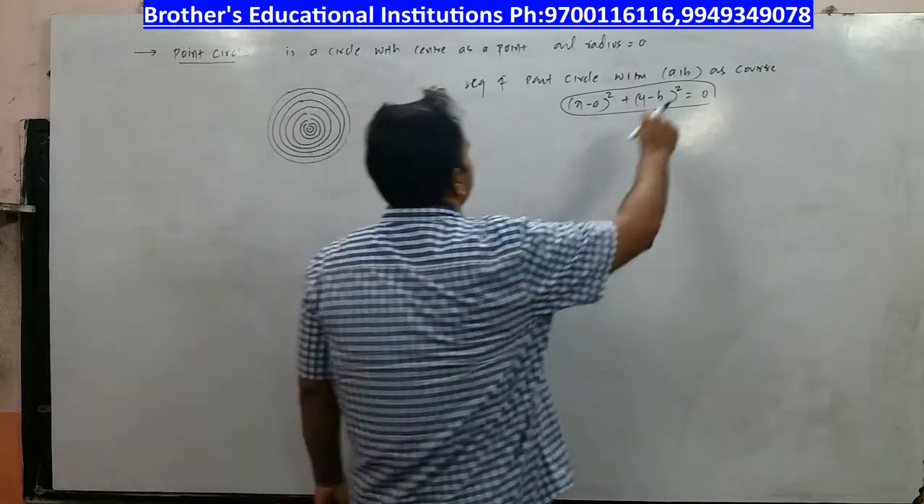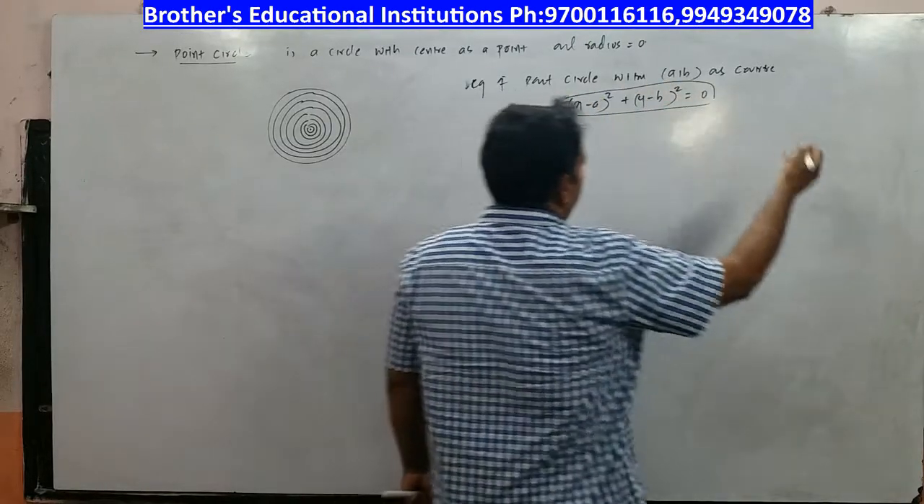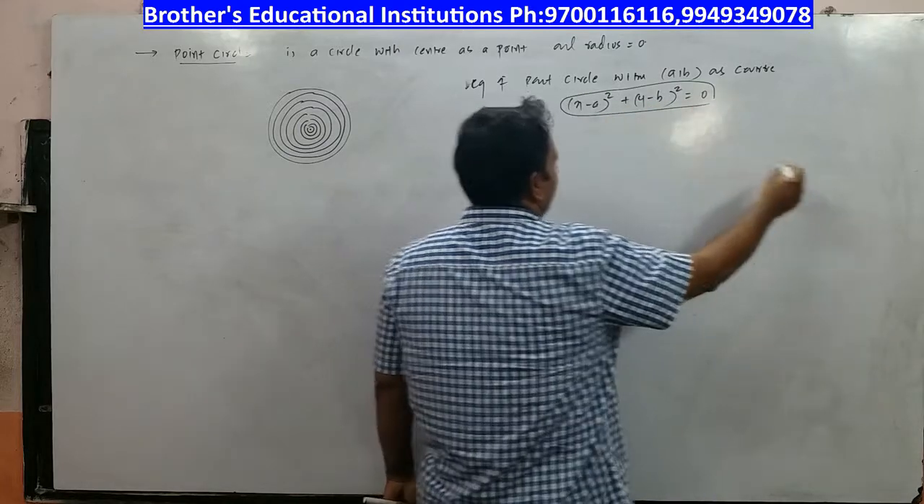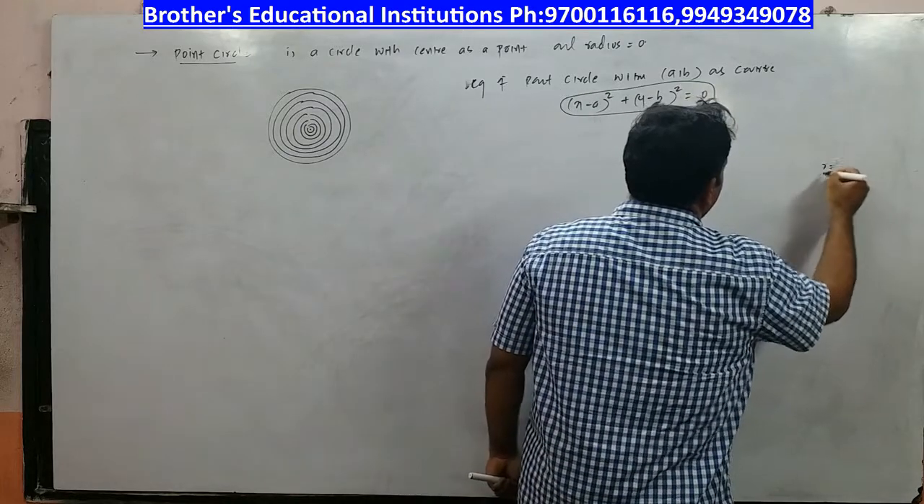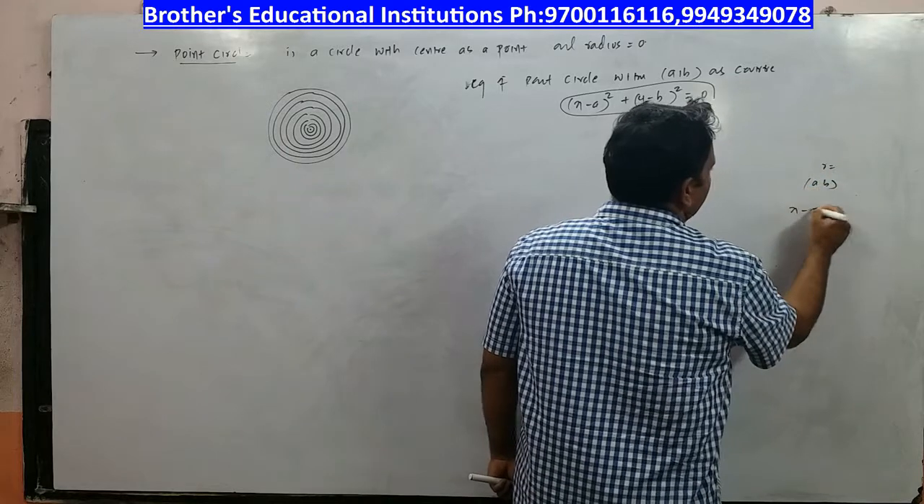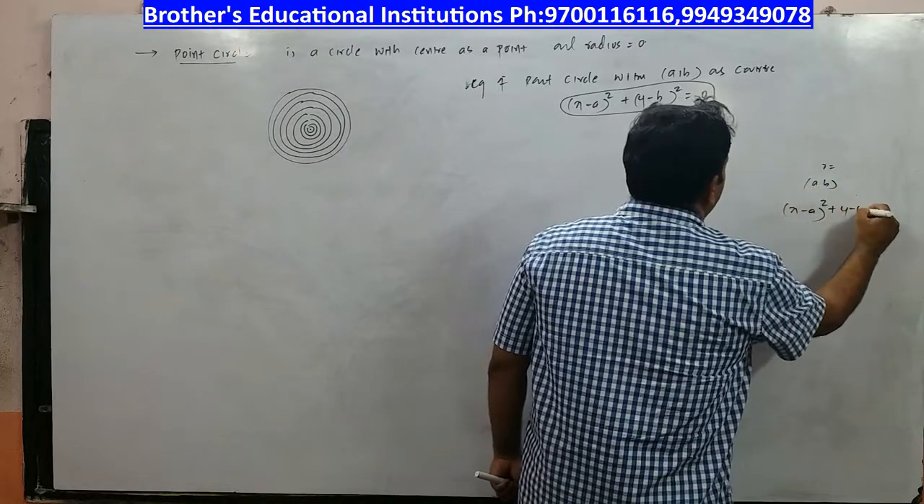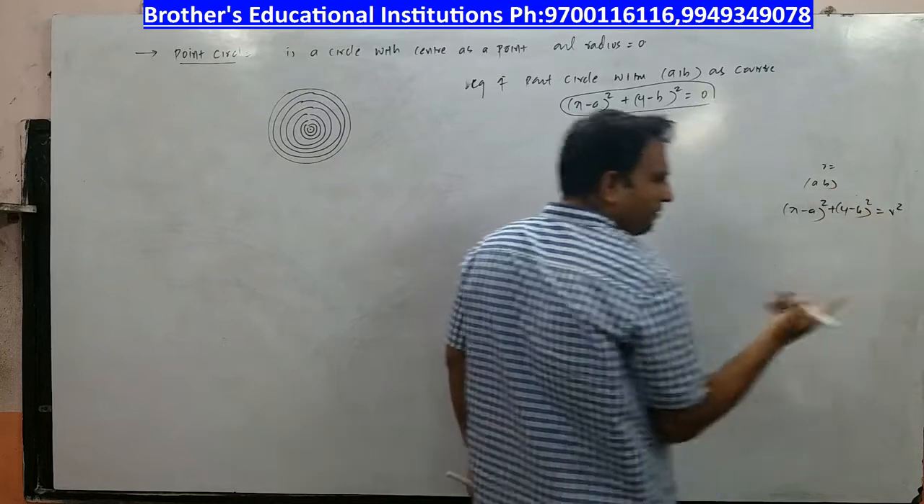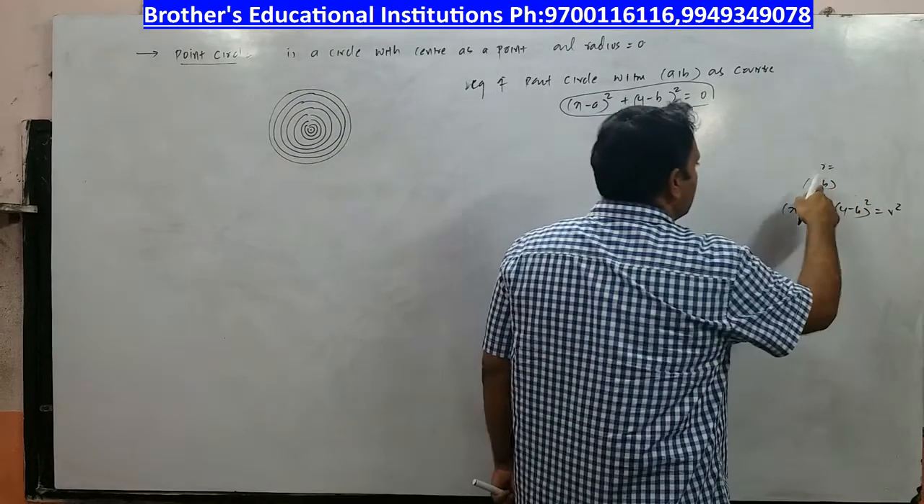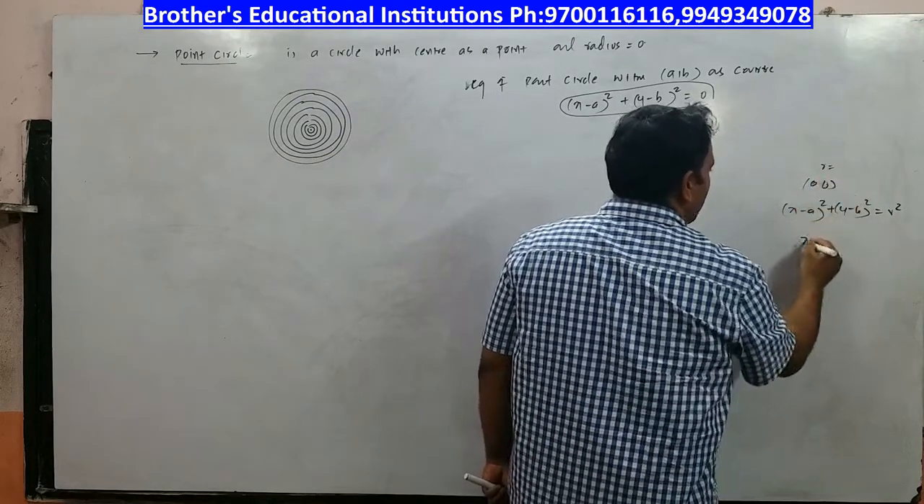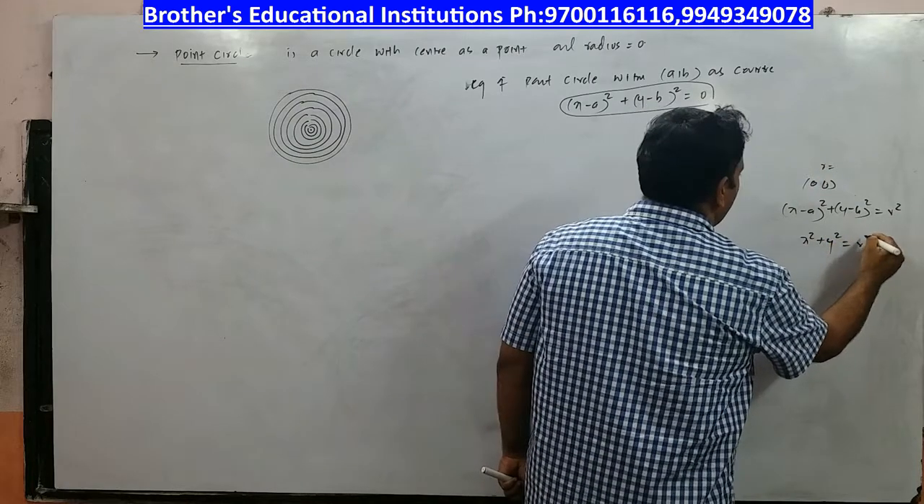Alright, so make sure, apart from that, you already had the radius as r, center as a comma b, and the equation of the circle is x minus a whole square plus y minus b whole square is equal to r square. That was your first definition. And if the center is 0 comma 0 with some radius r, the equation of the circle will be x square plus y square is equal to r square.